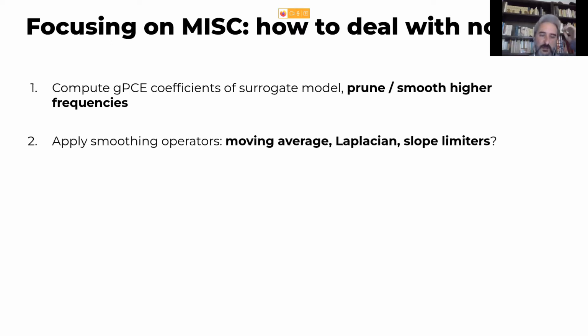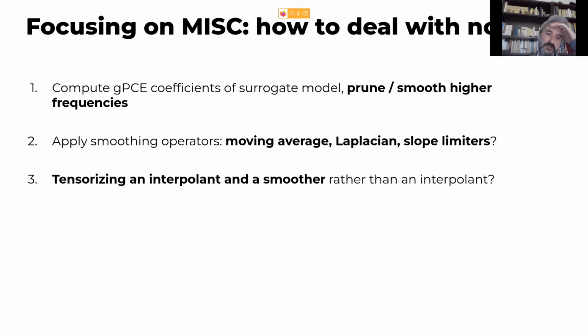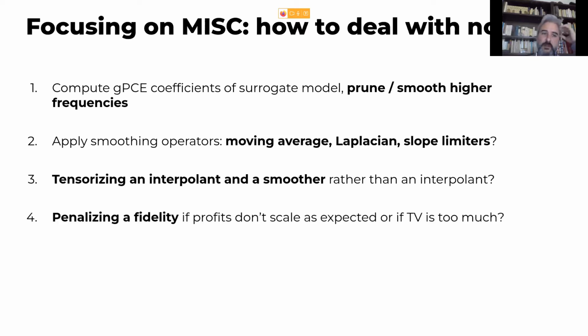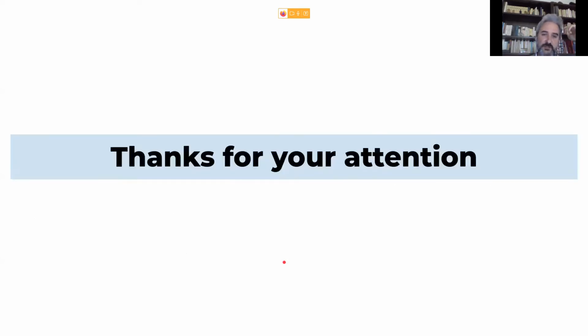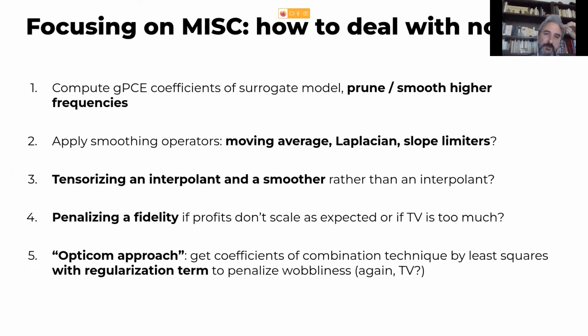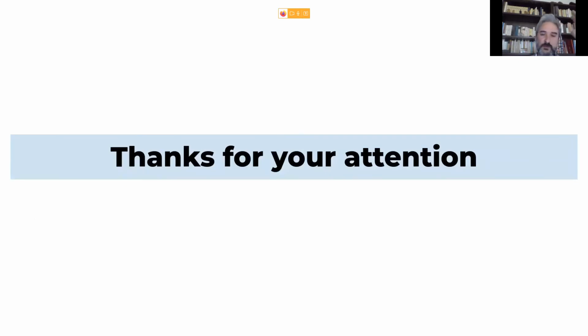You could do smoothing operators like moving averages, apply Laplacian operators, slope limiters. You could try and, instead of doing MISC with just interpolants, you could tensorize an interpolant plus a smoother. You could penalize the fidelity if the total variation of that fidelity is too much. You could try to do an opticom approach, for those who know what opticom is in the context of sparse grids. And again, penalizing the wobbliness of the fidelities. So there's a lot of things that we can possibly investigate, but I'll leave you there with these open points.